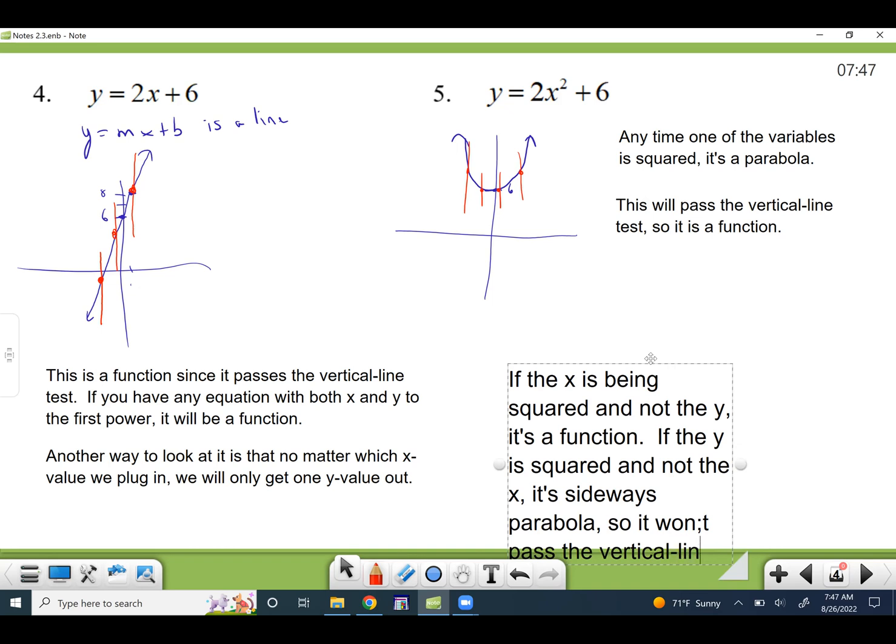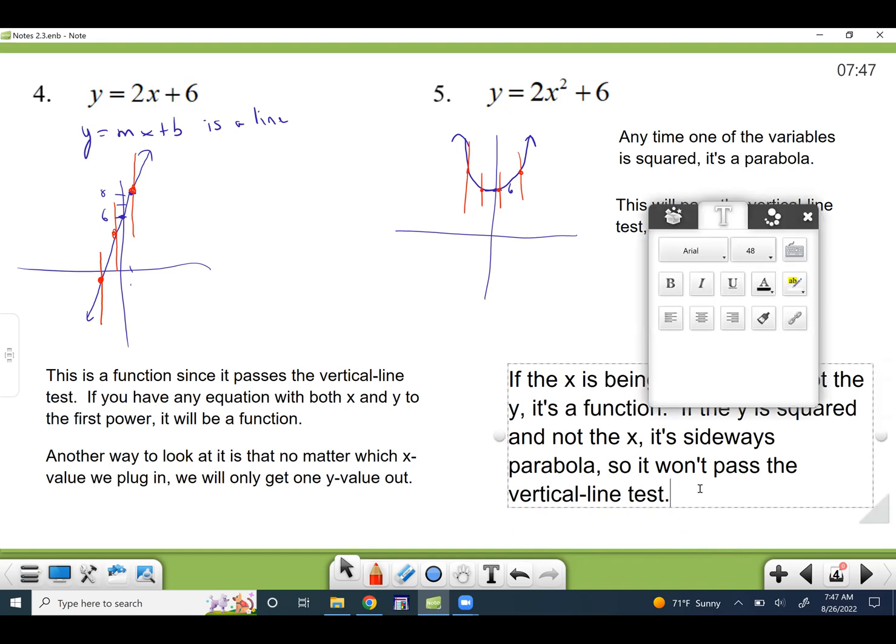Sorry guys, I'll fix it later. See, I have all kinds of typos and weird stuff going on. All right, let's see. Let's make this smaller.